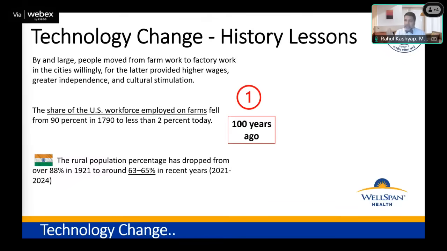I've given this example: in 1719, in America, roughly 90% of the workforce was employed in farming. And now it is less than 2%. Second, in India, almost 100 years ago, the population working in farming was roughly 88 or 90%. In the last 100 years, it has come down to roughly 60, 65%. So basically, 1% every 3 years has moved away from farming and gone to industry.